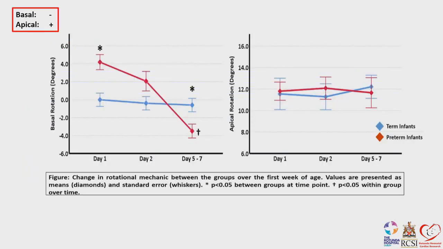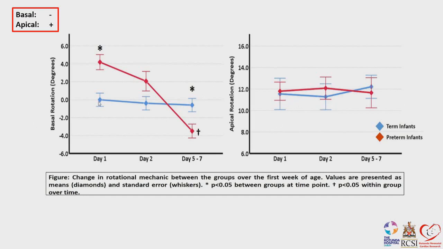To go through this slide, term babies are denoted in blue, premature babies are denoted in red. An asterisk means that there was a statistically significant difference between premature babies and term babies at that time point, and then a cross means that there was a statistically significant difference within the group over the first week of age. So looking at the term babies, you can see that there was no difference over the first week of age in either their basal or their apical rotation.